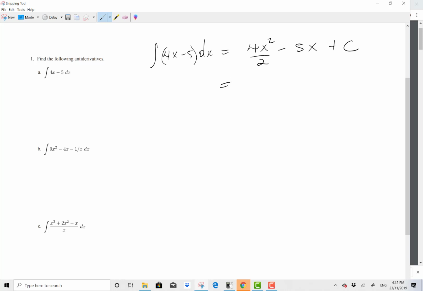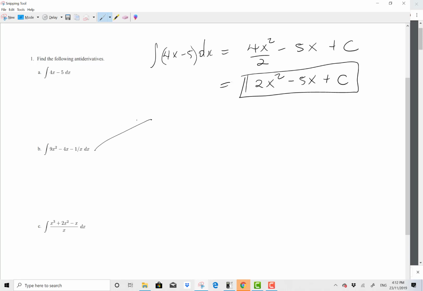To simplify, 2 into 4 is 2, so that's 2x squared minus 5x plus c. So that is my first problem. Pretty easy problem, so we're just running through that. All right. So for the second piece, notice we add 1 to the exponent and then we divide by that exponent. So we're doing the opposite of the integration process.